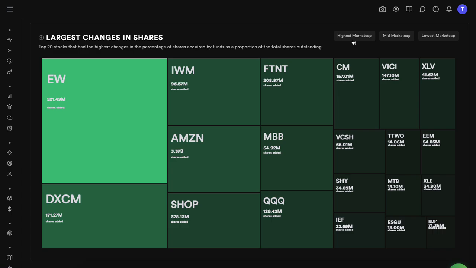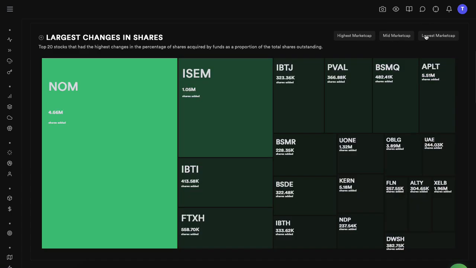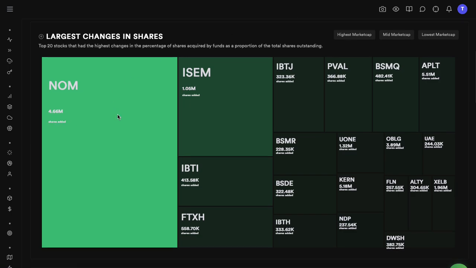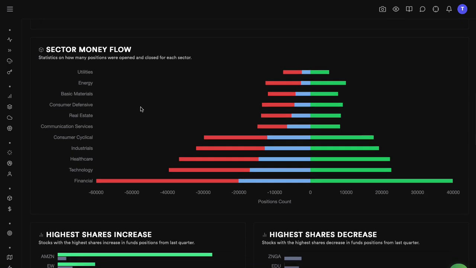If you are a small cap trader, then just click on the mid market cap and the lowest market cap, and these are the stocks that are getting the most inflows in terms of shares and in terms of percentage shares by different funds and institutions. Then we have the sector flow. So the green is the positive flow, so positions bought, shares bought.